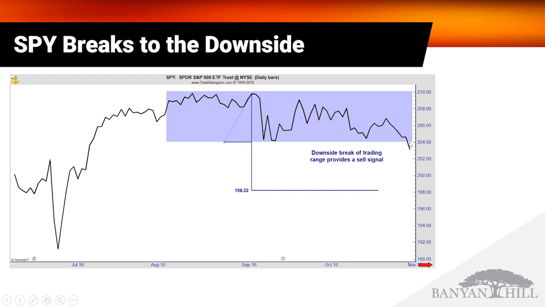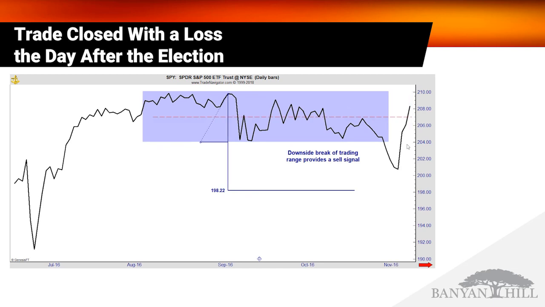We get a downside break and I can project my target. So we enter at about 204. We could enter a downside trade with put options. We can sell short, but that's a very risky strategy, and put options limit risk. Now, our stop would be the midpoint of the trading range. So we measure the trading range, put our stop at the midpoint. Right after the election, stocks rally sharply, pushes right through our stop level. We're out of that position with a loss.